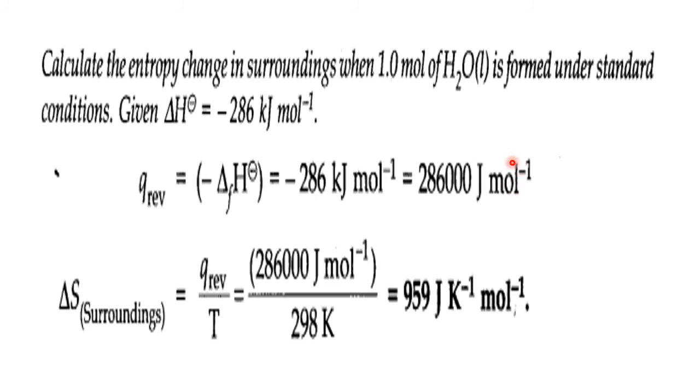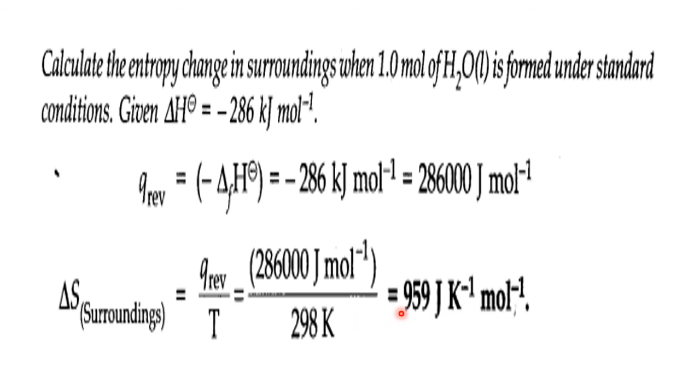Now what is the question here? Entropy change. Delta S is equal to Q reversible by T. Please recall this equation, from the last part of thermodynamics. So what is Q? How much energy is involved here? This much. It is given already. And the temperature is 298. So after the simplification, what do we get? Delta S is equal to 959 joules per Kelvin per mole.